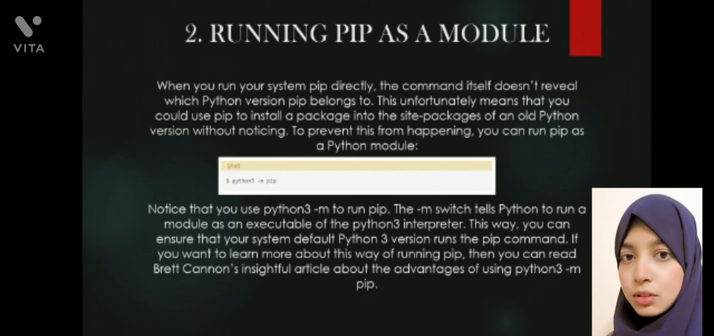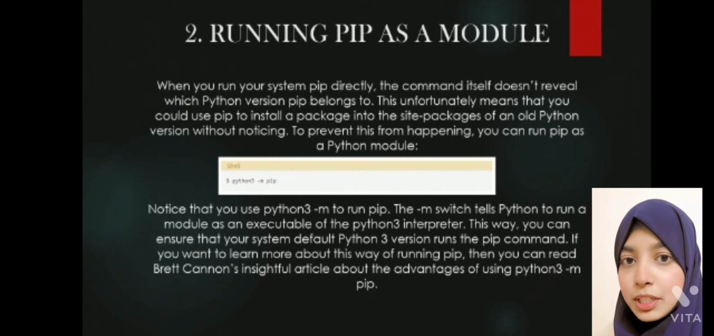The -m switch tells Python to run a module as an executable of the Python 3 interpreter. This way, you can ensure that your system default Python 3 version runs the pip command. If you want to learn more about this way of running pip, then you can read Brett Cannon's insightful article about the advantages of using python3 -m pip.